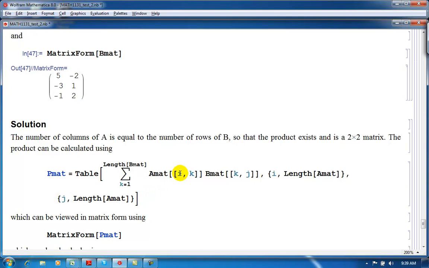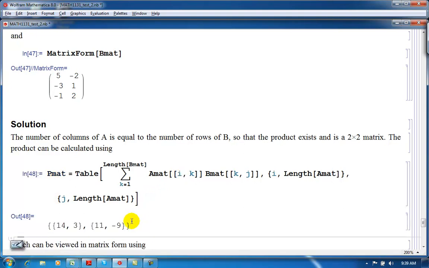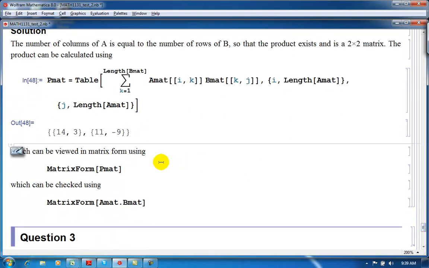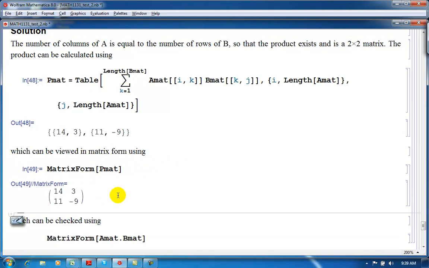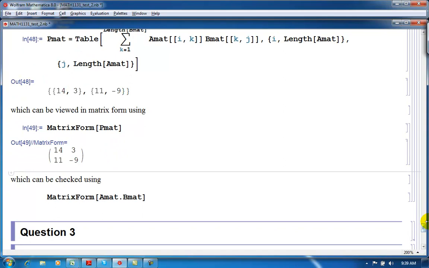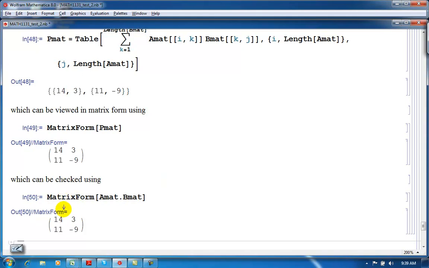we'll call that the product matrix P, and we can see that that is a 2 by 2 matrix, which it should be, which we can view as a matrix like that. Well, you shouldn't be surprised to know that Mathematica can carry out the product of matrices. So it's a black box, if you like. So we can check our result by using that, and we can see that the result is exactly the same as we've got here. So that's the answer to that problem.